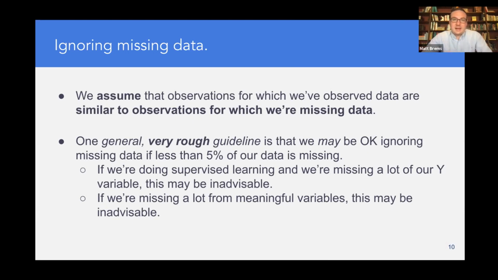If you're missing a lot from meaningful variables as well, this may also be inadvisable. If there is a variable or two that you know is particularly important to what I'm trying to do, you may not feel comfortable ignoring missing data, even if you're still below that 5% threshold.